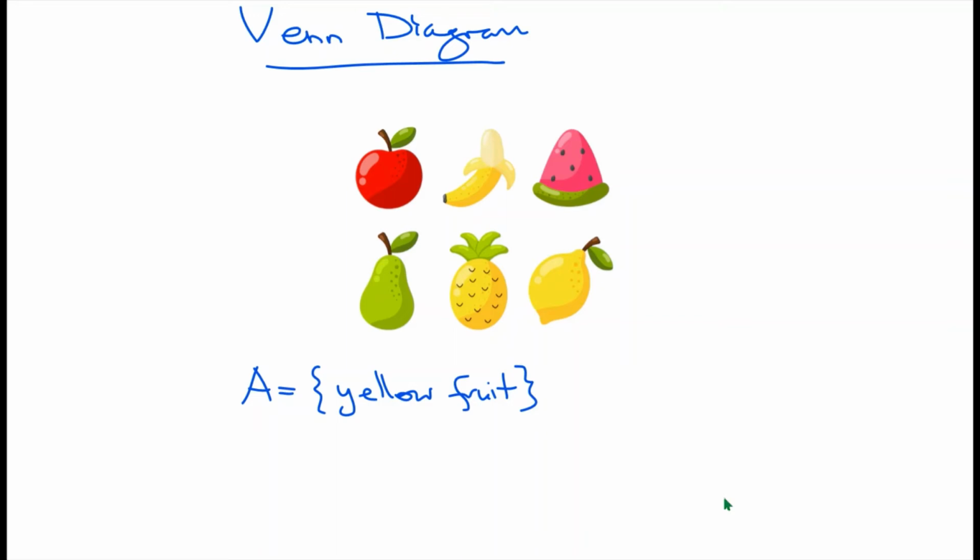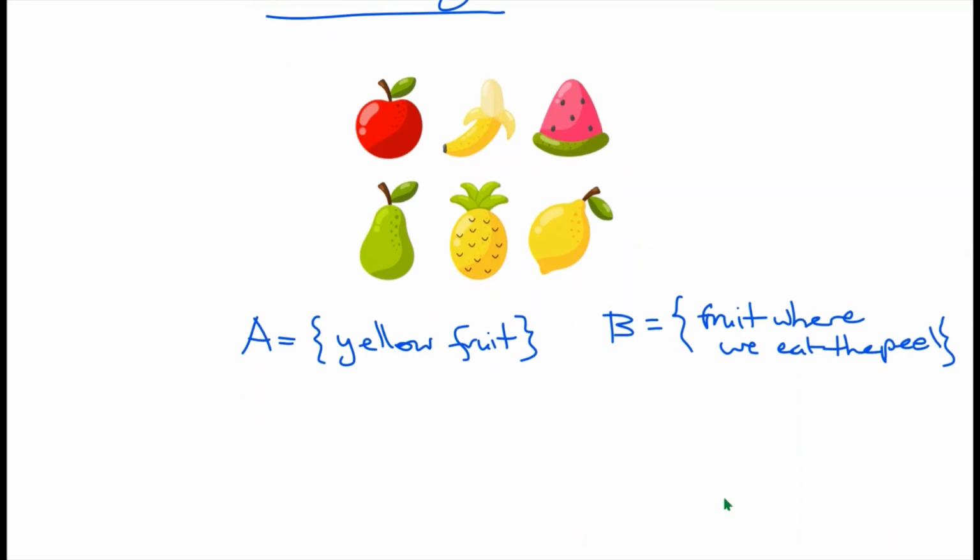okay, and I say B is the set of fruit where we eat the peel. Okay, so I'm going to guess watermelon, we don't eat the peel. Right? And pineapple, we won't eat the peel. And lemon, we won't eat the peel. And also banana. Okay, so apple and pear, we will eat the peel, and the other ones we won't.